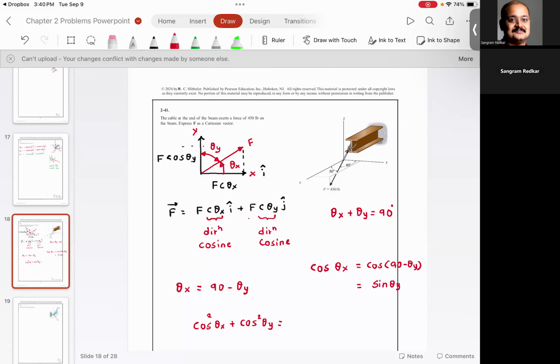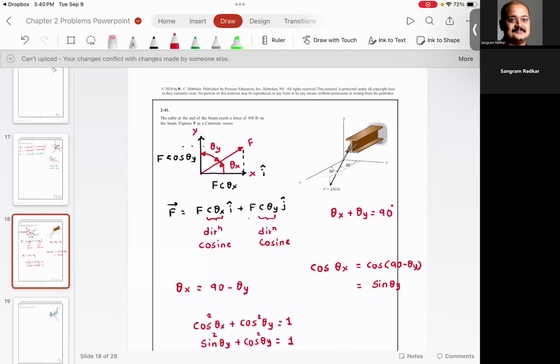Which means cosine square theta x is nothing but sine square theta y plus cosine square theta y, and the answer is equal to 1. So please remember, cosine square theta x plus cosine square theta y is equal to 1. This is a very important relationship. This is the fundamental relationship that defines direction cosines.